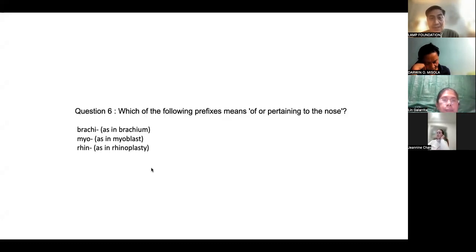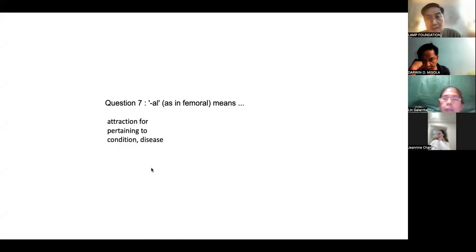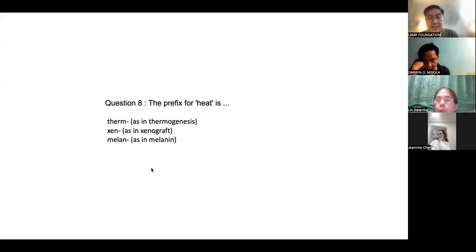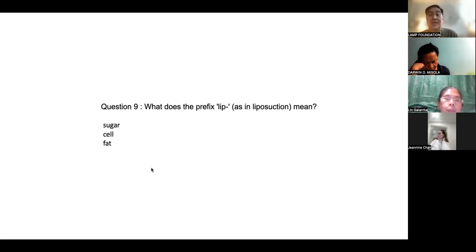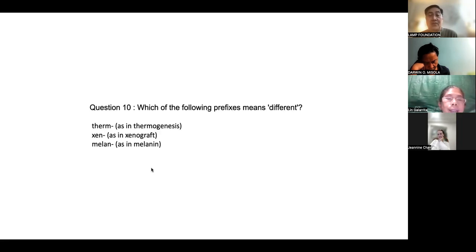Which of the following prefixes means of or pertaining to the nose? Rhino as in rhinoplasty. Al as in femoral means? Pertaining to. The prefix for heat is? Therm as in thermogenesis. What does the prefix lip as in liposuction mean? Fat. Which of the following prefixes means different?